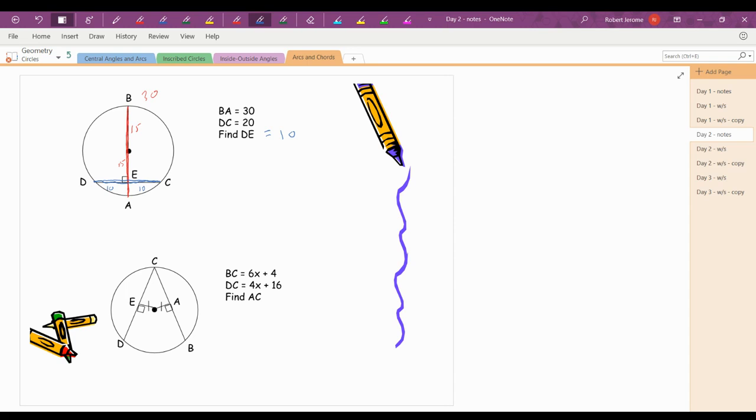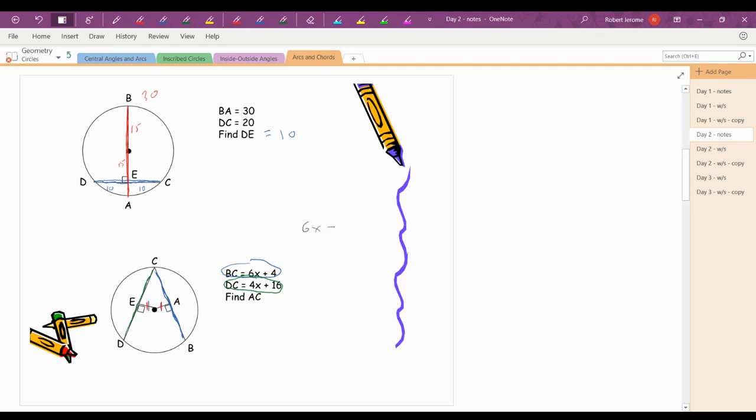Let's look at the second example on this slide here. So we have BC is 6x plus 4. And then we have DC, so DC right there is 4x plus 16. And, well, again, since the chords are equal distance to the center, you can notice in this picture that they are marked as congruent here. Since the chords are equal distance from the center, then those chords are congruent.